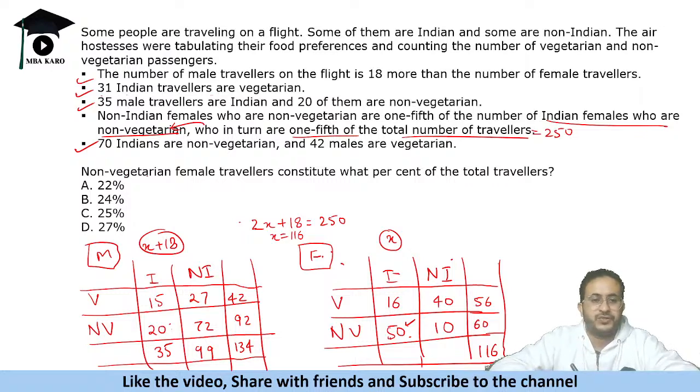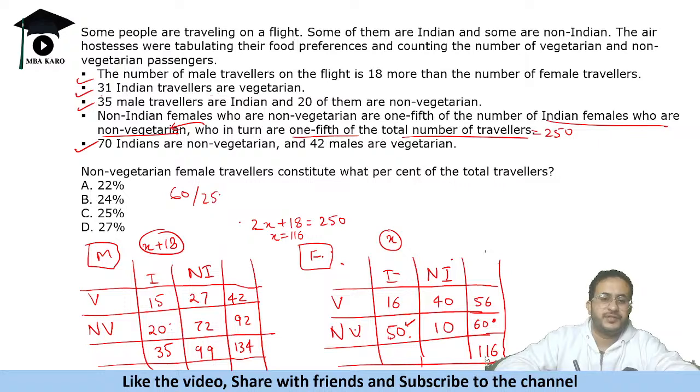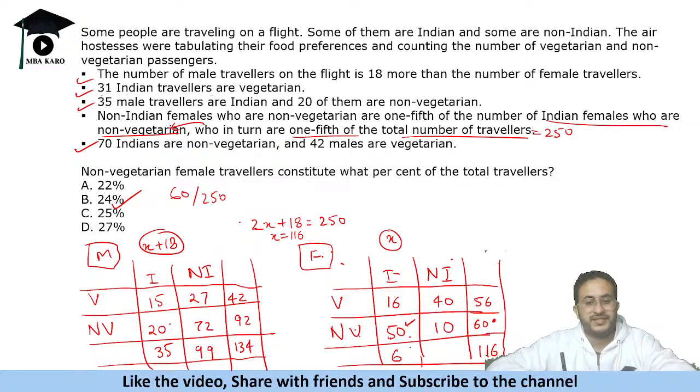Now the question is: non-vegetarian female travelers, that is 60, constitute what percent of the total travelers? So 60 by 250, multiply by 4, 240, or 24%. This is 24%. Okay, this number will be 66 and this number will be 50. So this is how we make a table.